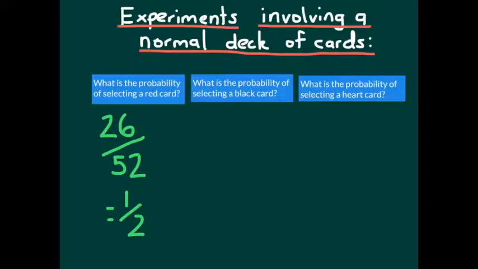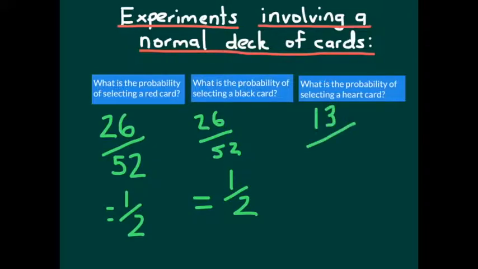So, same again, what's the probability of selecting a black card? Well, I know there's 26 black out of 52. Therefore, there is a half a chance. What is the probability of selecting a heart card? Well, I know there are only 13 hearts. And it's going to be 13 out of 52. And again, if I'm knowing my fractions quite well, I can reduce that again, because that will be exactly a quarter. So there's a quarter chance of selecting a heart card.